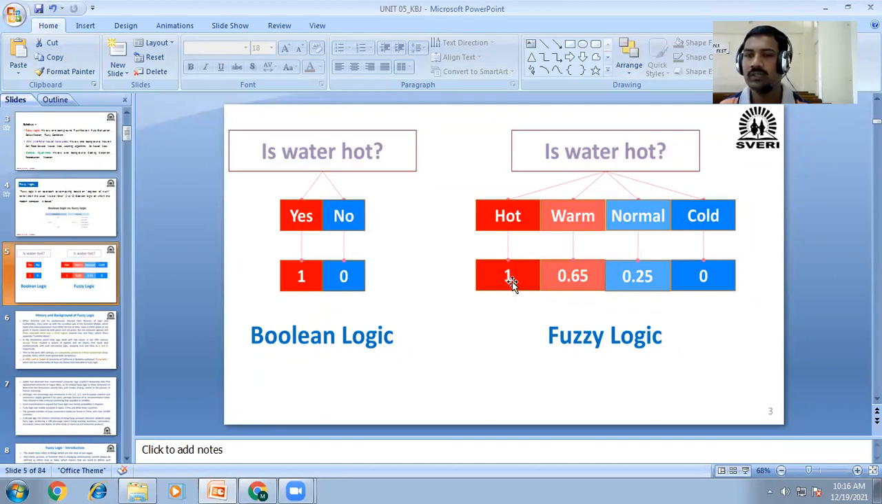If it is very hot, then I will represent 1. If it is warm, then I will write 0.65, normal 0.25. If it is cold, then I will represent 0. Okay, you understood the difference between boolean logic and fuzzy logic. Everyone should have understood this difference. Yes, understood, not understood?